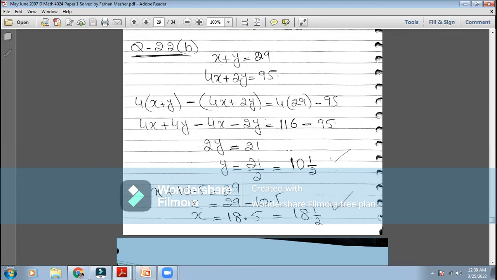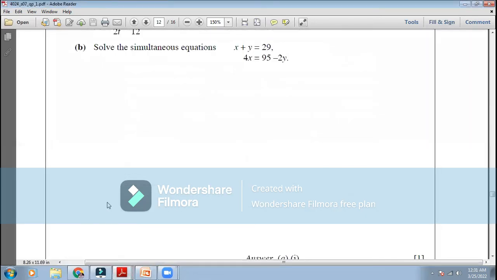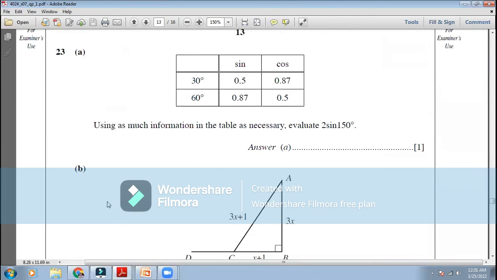Now put this value of y, 10.5, in the first equation. So x plus, in the place of y I will write 10.5, equals 29. So x will be equal to 29 minus 10.5. So x will be equal to 18.5 or 18 whole 1 by 2. So that is how you do this simultaneous equation. I have already checked the answers, they are correct.